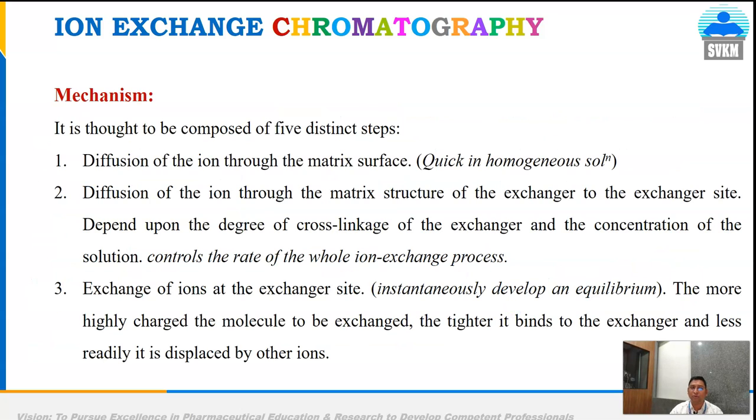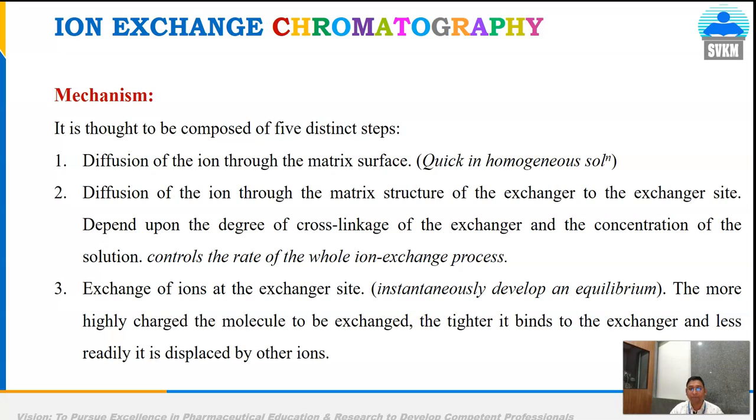Mechanism for ion exchange chromatography: it is thought to be composed of 5 distinct steps. Diffusion of ion through the matrix surface. It is here that a quick homogeneous solution is formed. Diffusion of ion through the matrix structure of the exchanger to the exchanger site. It depends on the degree of cross linkages of the exchanger and concentration of solution. So here it provides control of the rate of the whole ion exchange process.